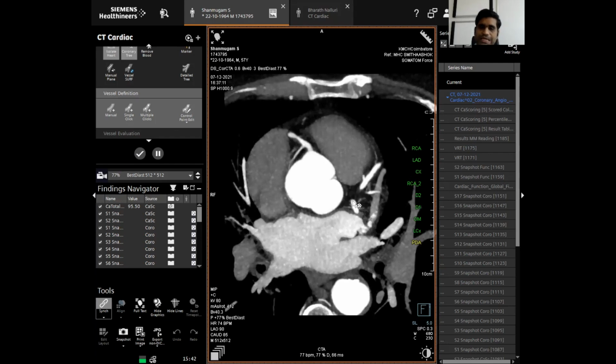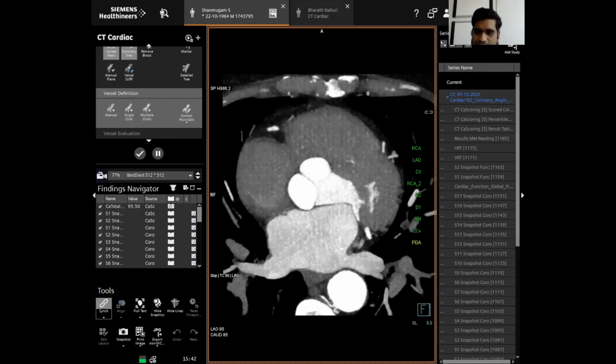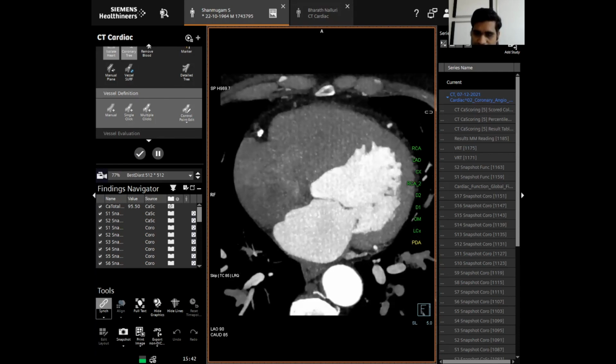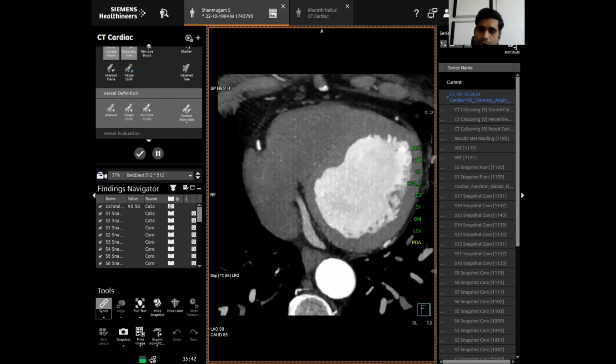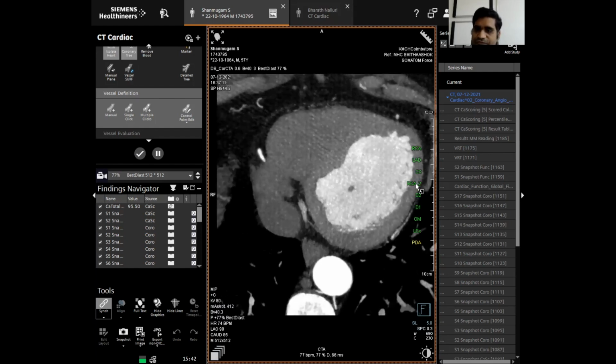Now we'll see about the LCX, the left circumflex artery. This artery runs in the left atrioventricular groove and gives off obtuse marginal branches. This branch is called the obtuse marginal branch or OM branch, which runs in the left ventricular free wall.